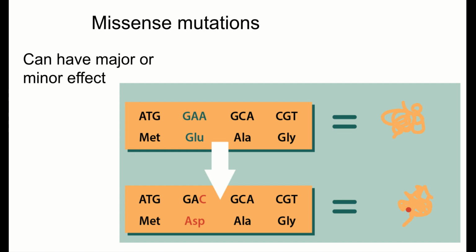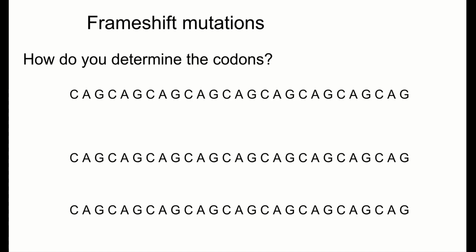If we're just changing one amino acid, like we change a glutamine to an aspartic acid, like you can see in the example, that's just one amino acid out of hundreds. It may have a very minor effect, or it may completely destroy the function of the protein. It's pretty hard to predict. There's one other type of mutation we've got to talk about, and that's a frameshift mutation.